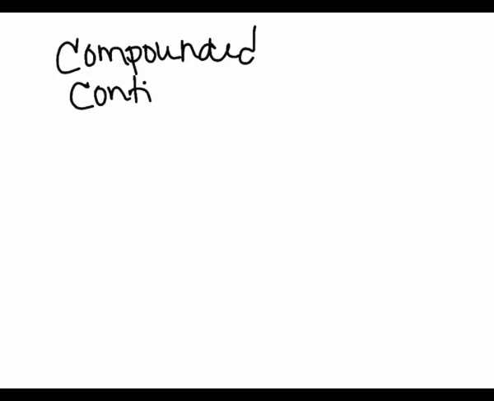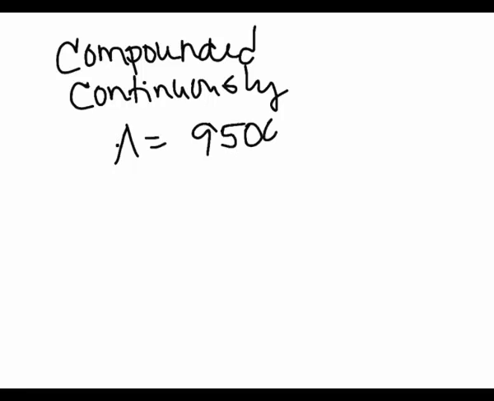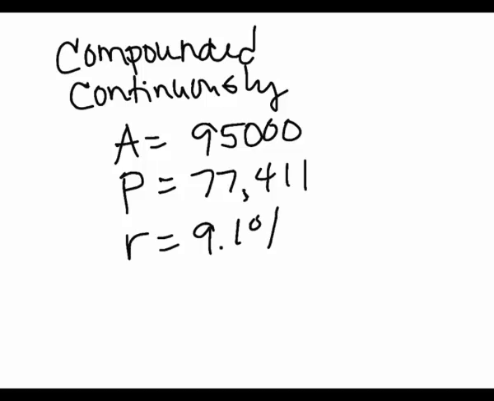Okay, so let's try a problem. Let's say I want you to use the continuous compound interest formula. So you know that it's going to be compounded continuously, to find the indicated value. I'm telling you that A is 95,000, P is 77,411, R is 9.1%, and I want to know what T is.